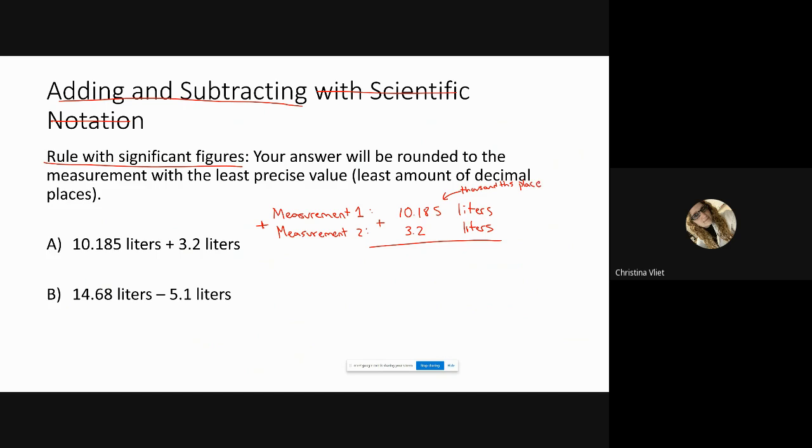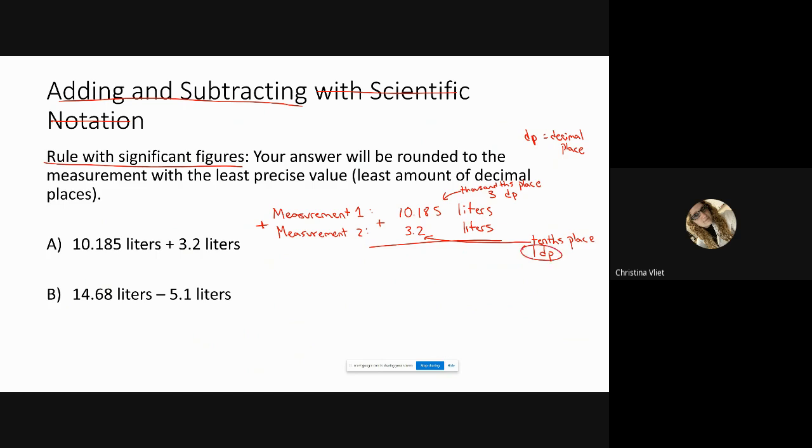3.2 liters. What do we know that number to? The 10th place, but it's only 1 decimal place. I'm putting a little guide of what I mean here: 1 decimal place, 3 decimal places. So if I just blindly follow the rule, I know that my answer is going to be rounded to 1 decimal place. But I don't want to just blindly follow the rule.